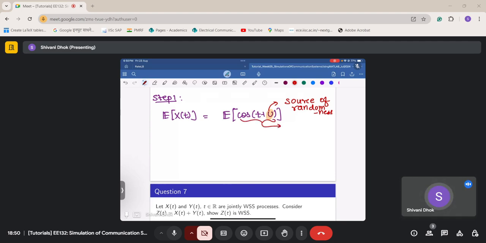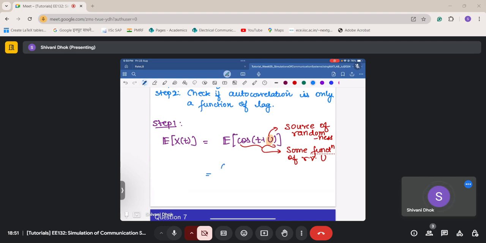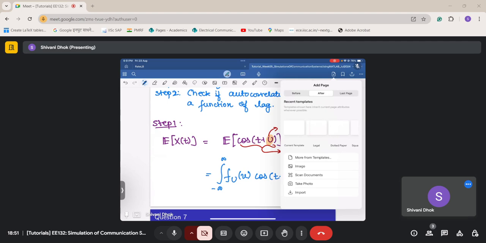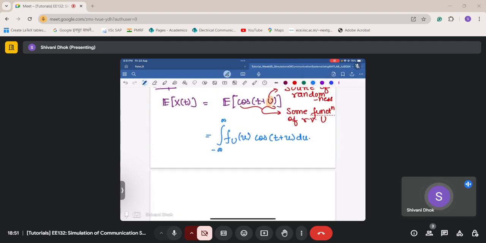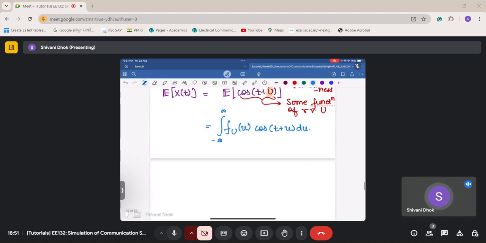And this is like some function of random variable u. So it's like finding the expectation of a function of a random variable, and this thing is simply the integral of f_U(u) times the function cos of t plus u, du. So this is a standard property of expectation of functions of a random variable. If you want to know how this happens, you can refer to a random variable textbook. I won't go into its details.